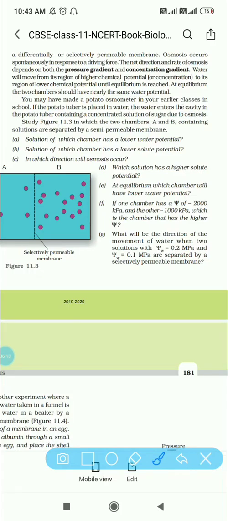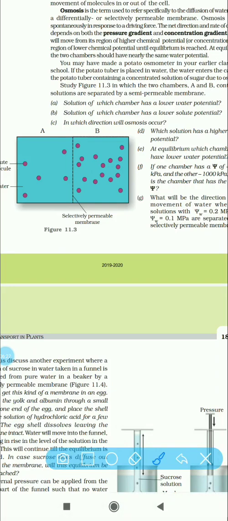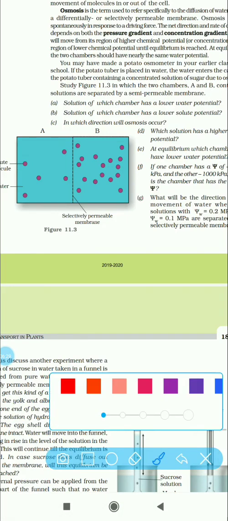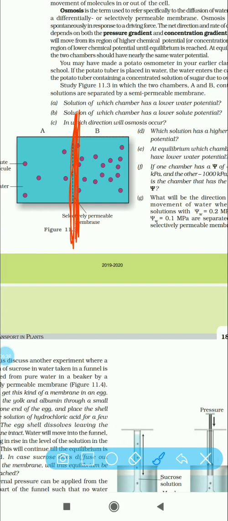Now they have given a wonderful activity in figure 11.3. Remember that they have given you two systems, or what we call two chambers. Both chambers are separated by a semi-permeable membrane. One is chamber A, the other is chamber B. All these particles are solute particles. Over here also you can see the pink dots are all solute.